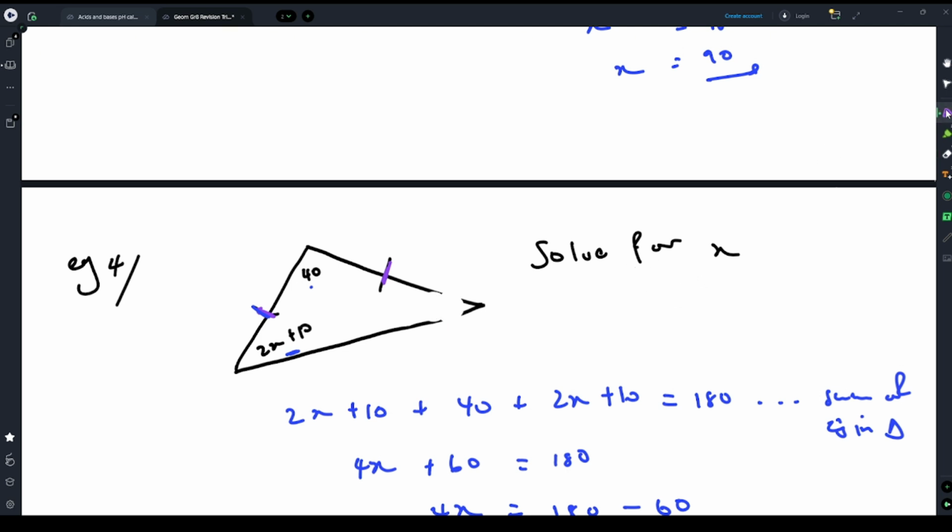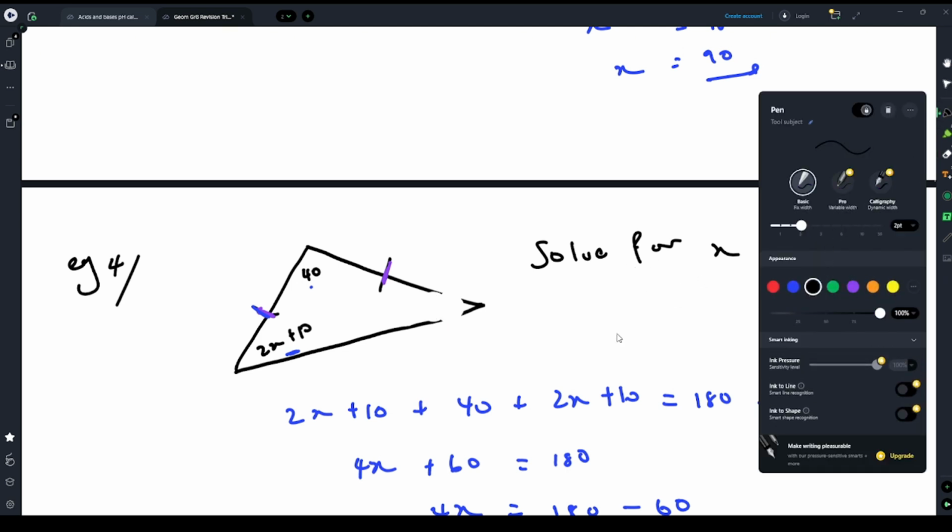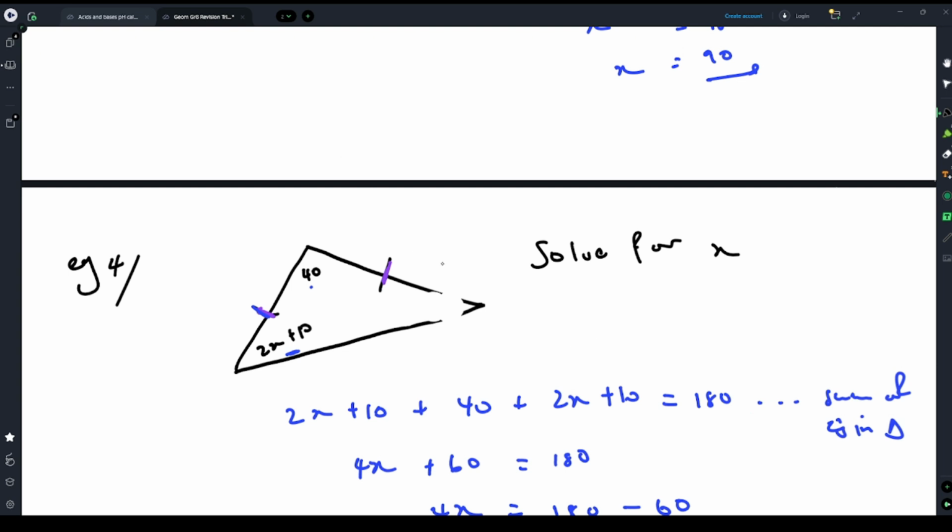So we would have to have filled this in. We'd have to say to ourselves, okay, what's given to us? This is what's given to us in the question. It's just the triangle. They give us 40. They give us 2x plus 10. But this is an isosceles triangle. So if this is 2x plus 10, this must also be 2x plus 10.